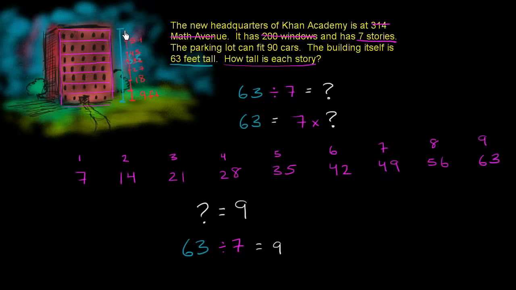And then the top of the seventh story, which is also the top of the building, is going to be 63 feet. So if each floor is 9 feet high, you just have to keep adding 9 every time you add a floor. And if you do that with 7 floors, you're going to get to 63 feet. So it completely makes sense. Each story is 9 feet tall.